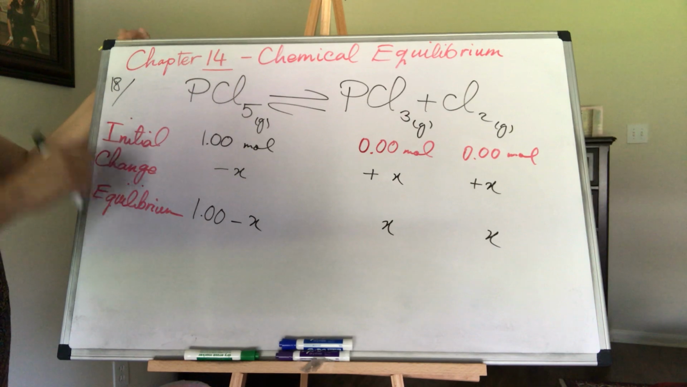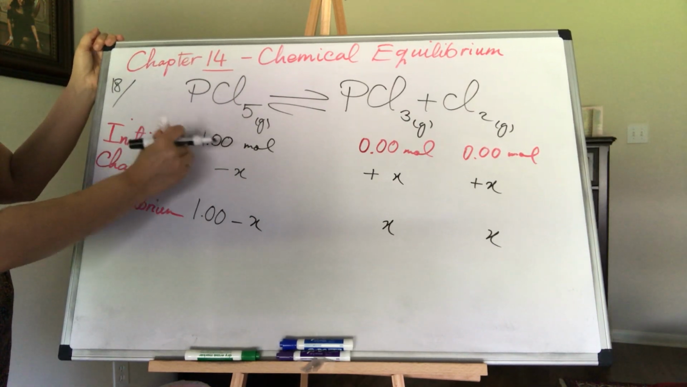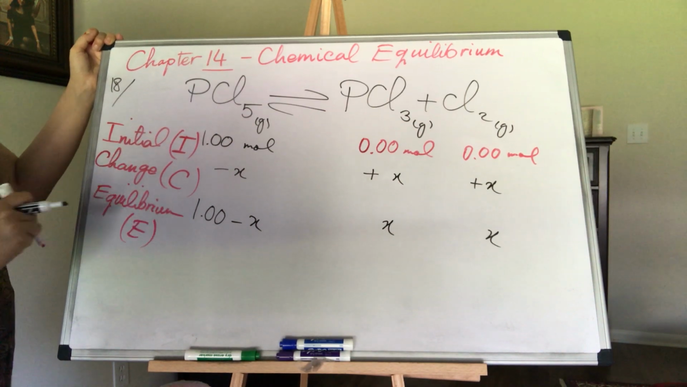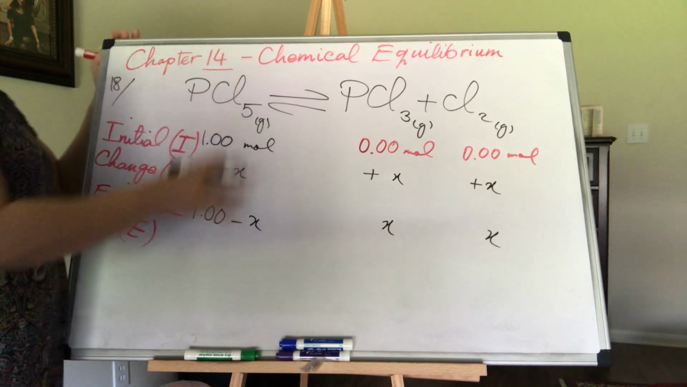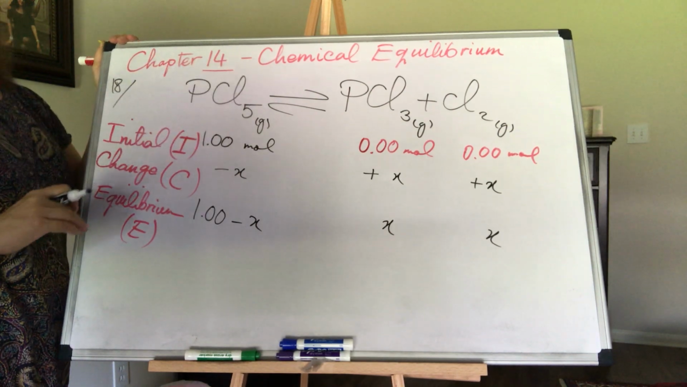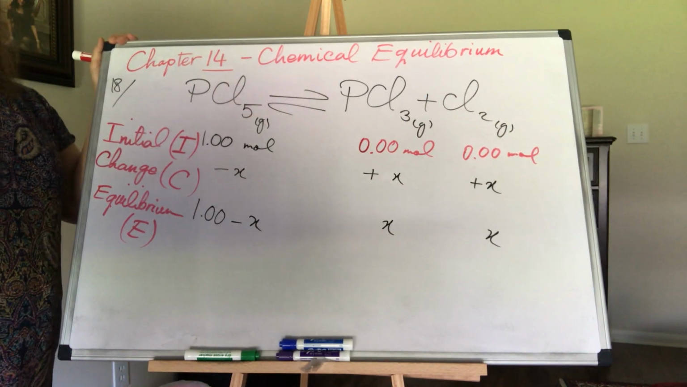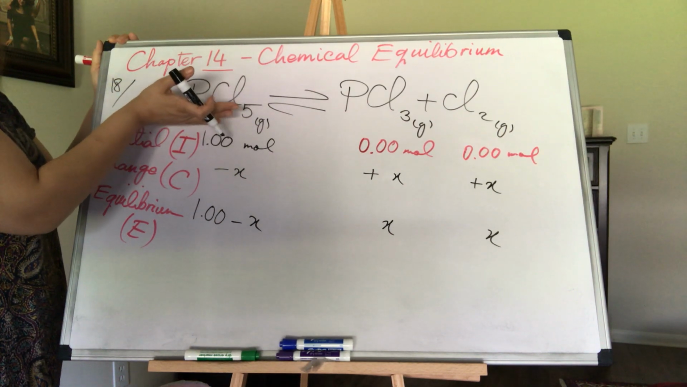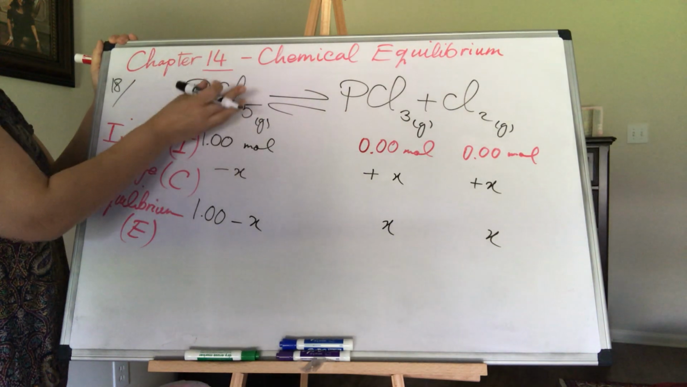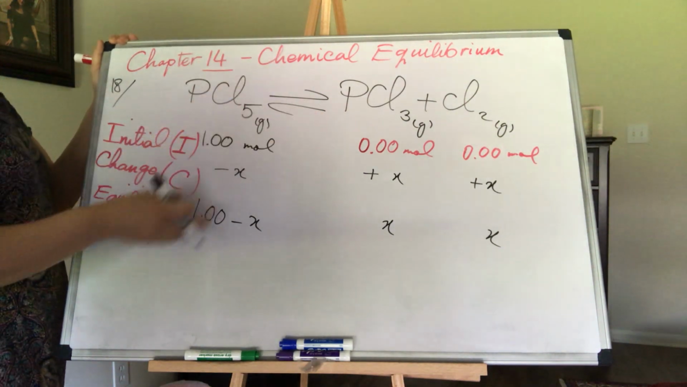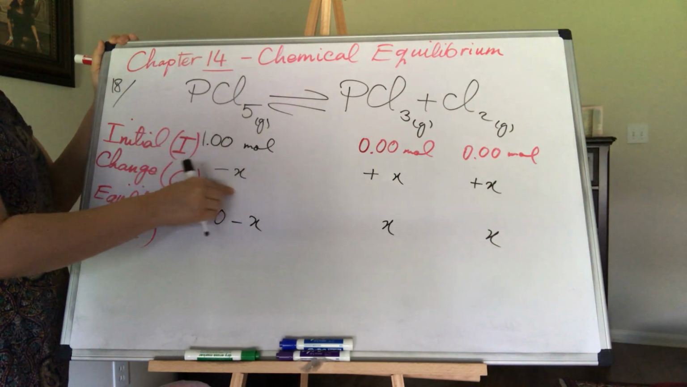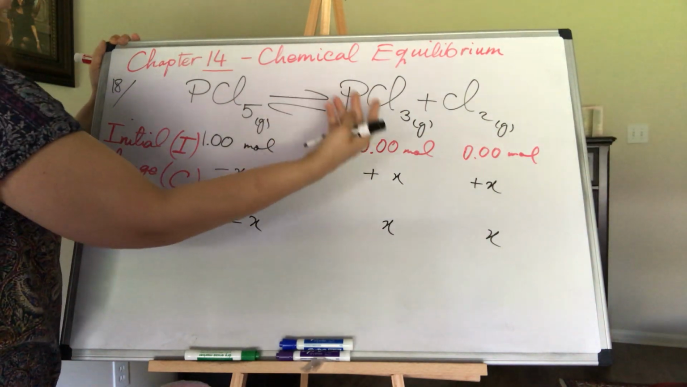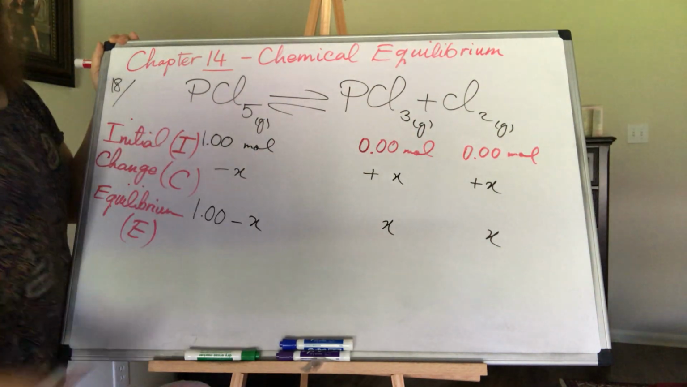So we call it an ICE table. I for initial, C for change, and E for equilibrium. So starting with 1 mole of PCl5 and no products in the system, you allow the PCl5 with the heat to break down. PCl5 starts breaking down to PCl3 and Cl2, so X will be subtracted, and at the same time products are produced, so X will be added to both of them.